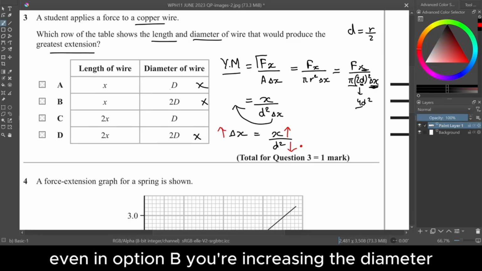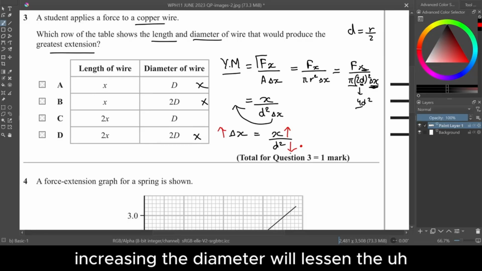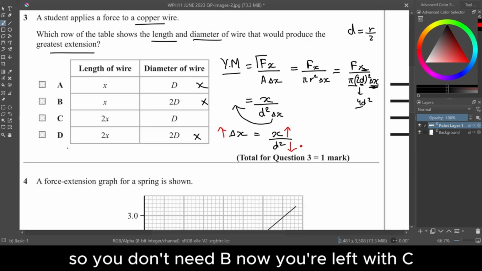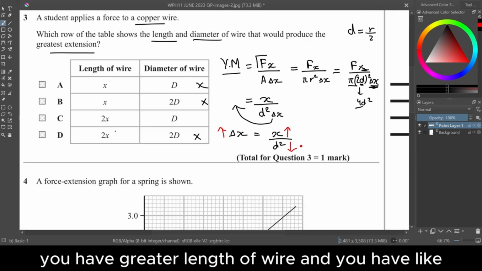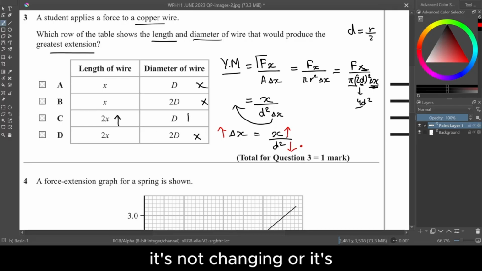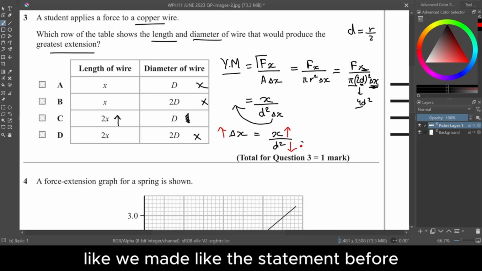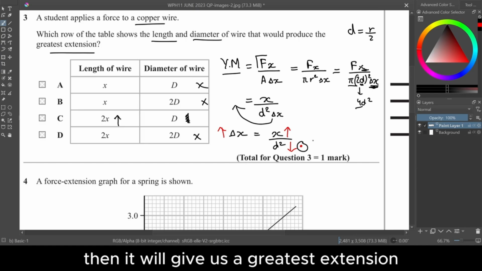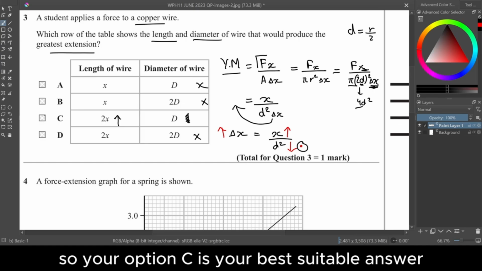Even in option B, you're increasing the diameter. Increasing the diameter will lessen the extension value, right? So you don't need B. Now you're left with C. You have greater length of wire, and it's not changing, like we made the statement before. If it's not changing or if it's less, then it will give us a greatest extension. So your option C is your best suitable answer.